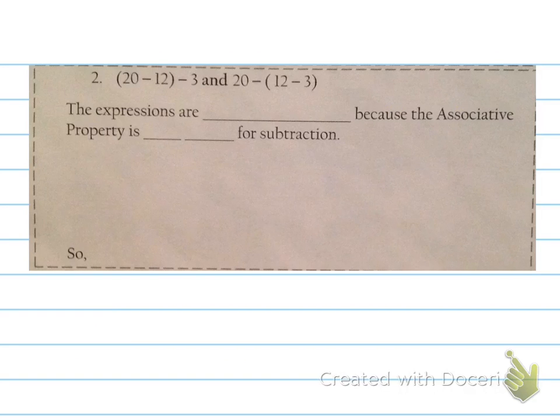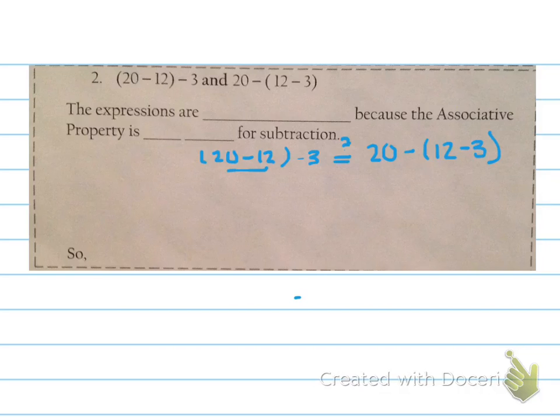Number 2 has the parentheses as well. Here we can see that the 20 minus 12 is in parentheses, and over here the 12 minus 3 is in parentheses. So we're going to rewrite this and solve. That's how we check to see if both sides, so here's our equal sign and question mark, are equivalent. Does the property work? That's what these properties are doing, to see if the two sides are equal.